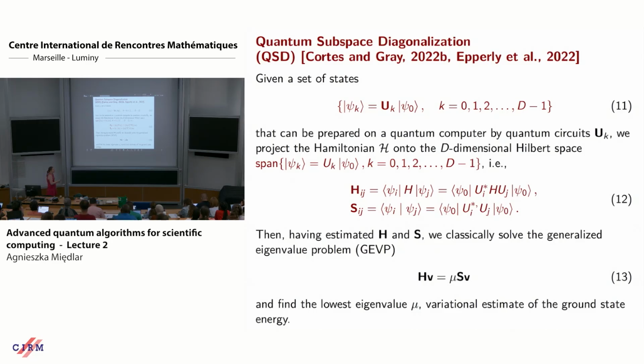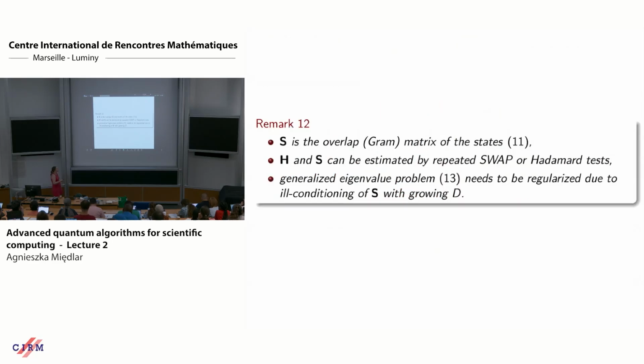Because if this matrix is ill-conditioned, then we have to make sure that we are not getting garbage out of solving the small problem. So it has to be regularized due to ill-conditioning, especially if the bases are growing.